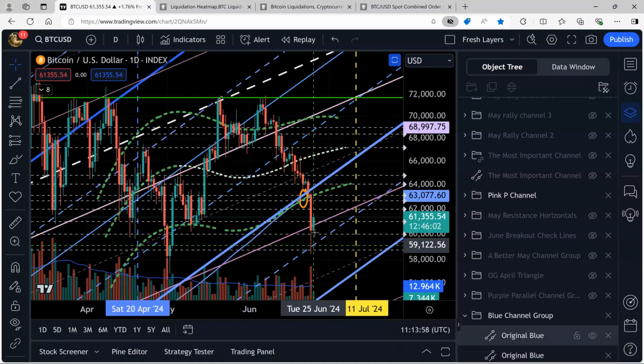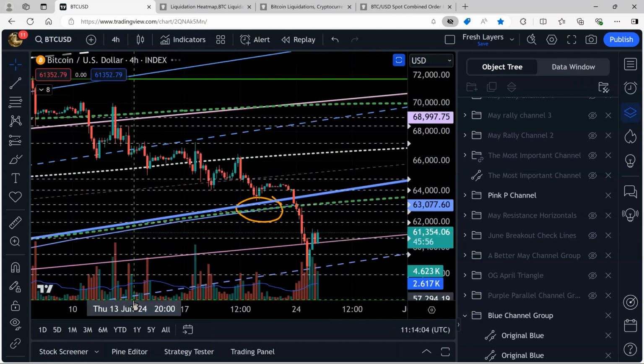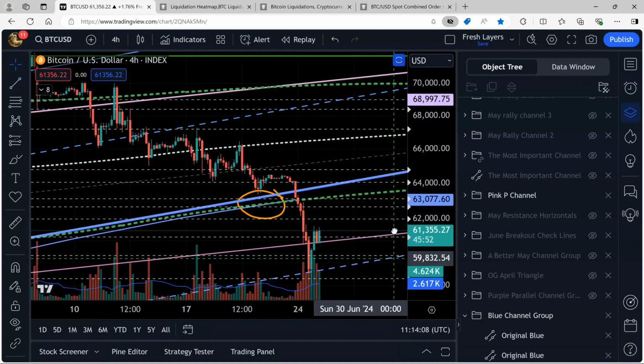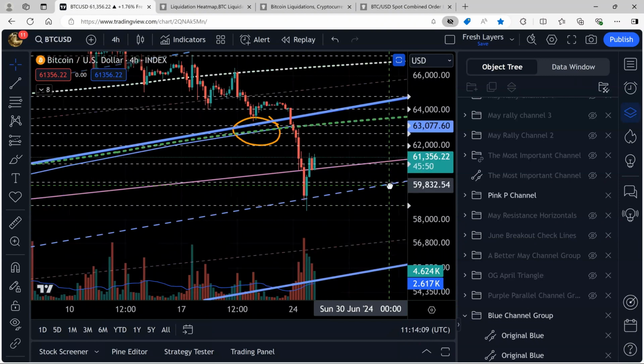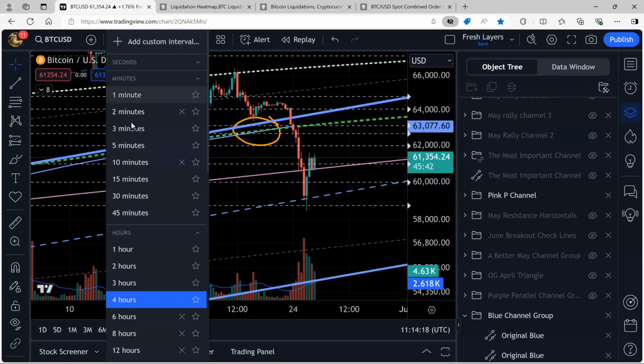Kind of like this. But when I change it to a 4 hour, you can see better how we did wick through. You know what? Let's even go to a 1 hour maybe.